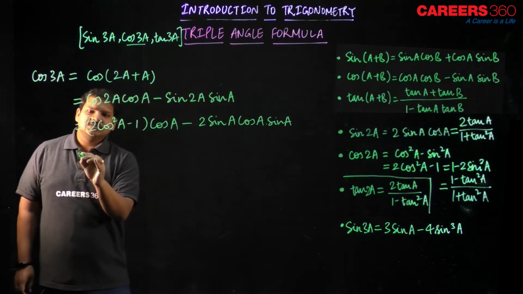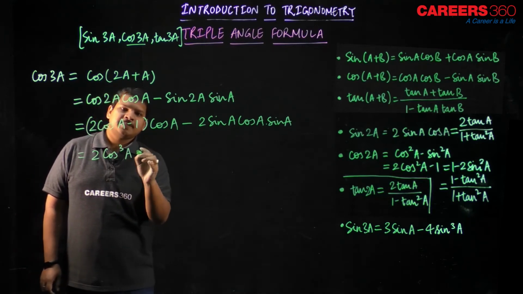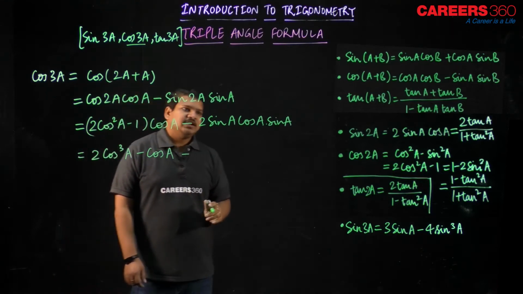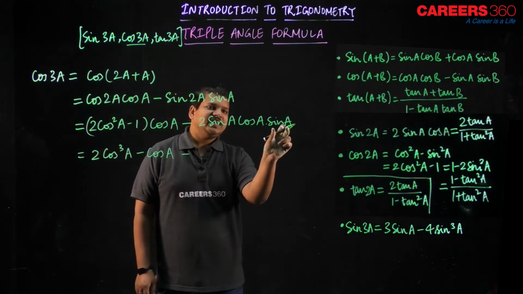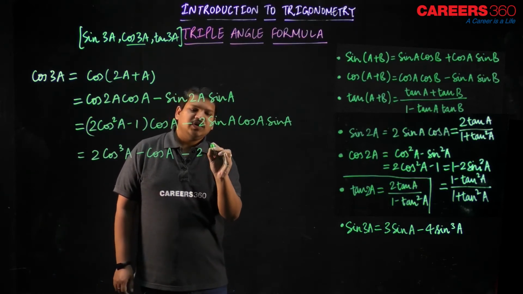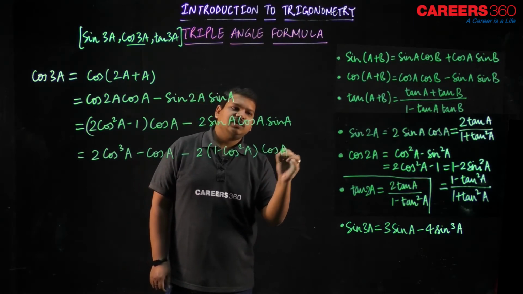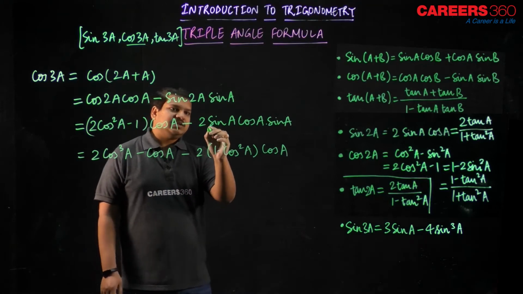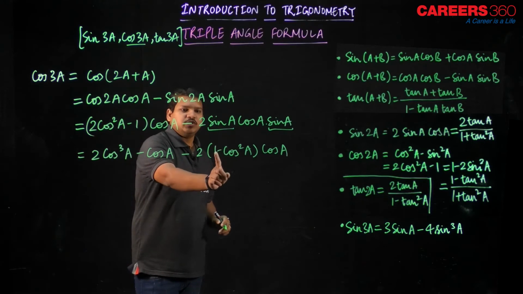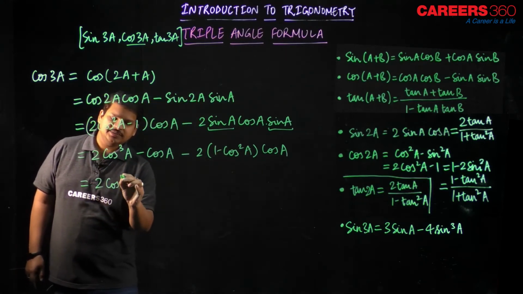Now let's open this bracket, and what I will be getting is 2 cos cube A minus cos A, and then we have minus of, see, this will be sin A and sin A, that is sin square A, and in place of sin square A I can put 1 minus cos square A, and cos A will remain as it is. So this expression will become sin square A, and sin square A can be put as 1 minus cos square A. Now let's open the brackets again.